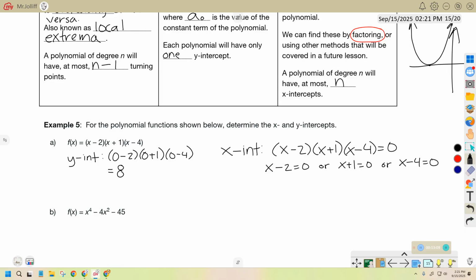And that is an easier problem because that's 3 separate linear equations. We know how to do those. Want to solve x minus 2 equals 0, I add 2 to both sides. I get x is equal to 2. If I solve x plus 1 equals 0, I have to subtract 1 from both sides, so I get x is -1. Last one, I add 4 to both sides, I get x equals 4.